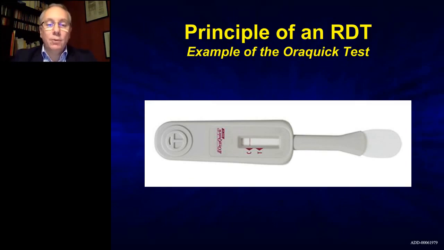In that case, it would be antigens. There will be an antibody-antigen reaction, and this will be witnessed by the appearance of a band, and the appearance of these bands indicates that the anti-HCV antibody is present in the sample, which again can be blood or saliva.